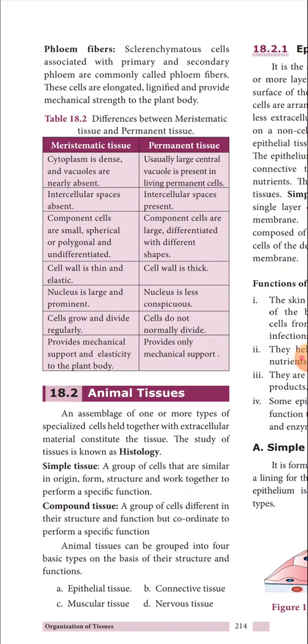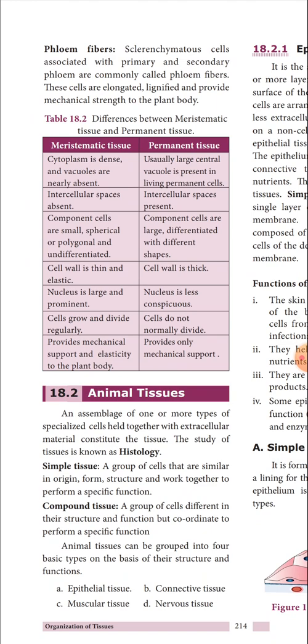Intercellular spaces are absent in one and present in the other. In meristematic cells there are no intercellular spaces, and cells are closely packed. In permanent tissues the cells are loosely packed, and between the cells there is a space called intercellular space. Component cells are small, spherical or polygonal and undifferentiated. Here component cells are large and differentiated, with different shapes.